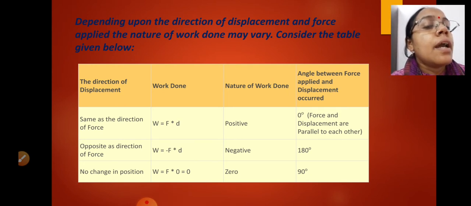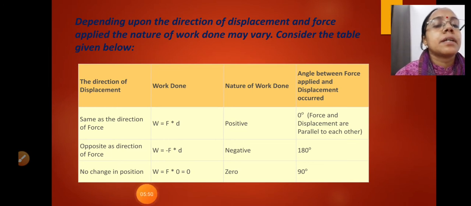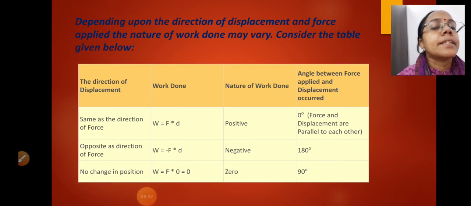F is equal to F into 0 because no displacement has occurred, so W is equal to 0. This is known as zero work done. And what is the angle between force applied and displacement occurred? It is 90 degree.